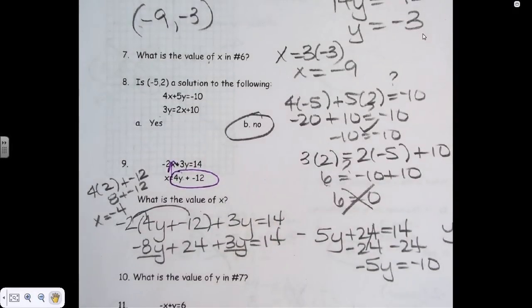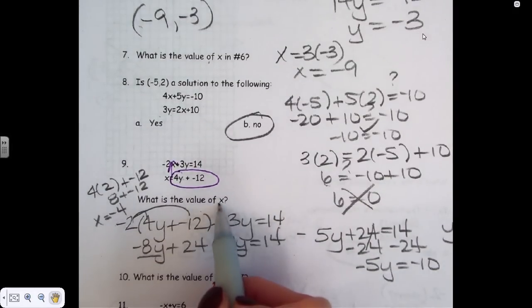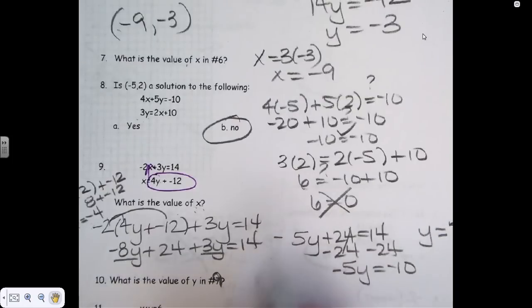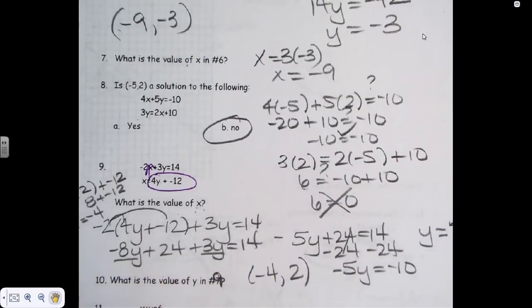negative 4. So in this question, when you put it in iRespond, you should have put negative 4 in first, and then down here, fixing the numbering, you should have put 2. But your ordered pair for this problem was negative 4, 2.